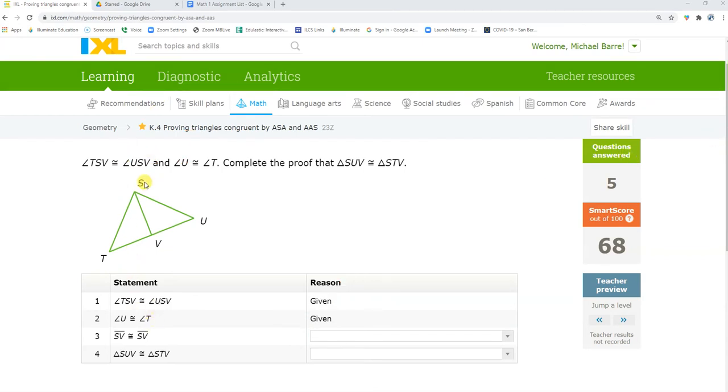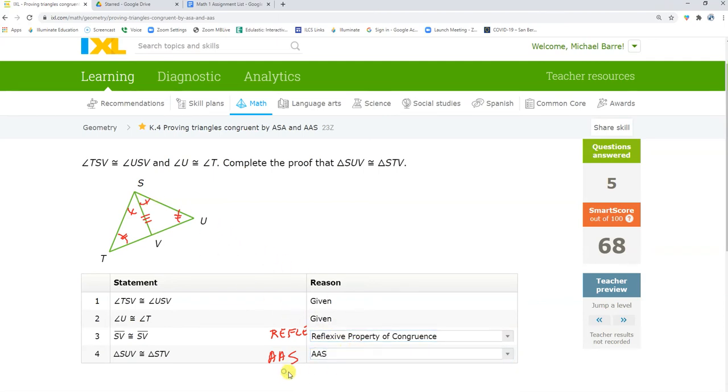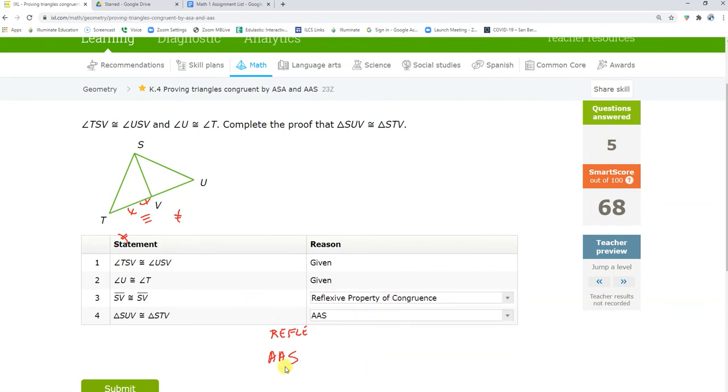Okay, given, SV equals, let's mark this up. TSV, given. Angle U, angle T, given. This guy congruent to itself, how do I know? That's going to be reflexive. And then I've got angle, angle, side. Reflexive property of congruence, because we're dealing with shapes. Reflexive property of equality is like 5 equals 5, number equals number. Congruence is for shapes.